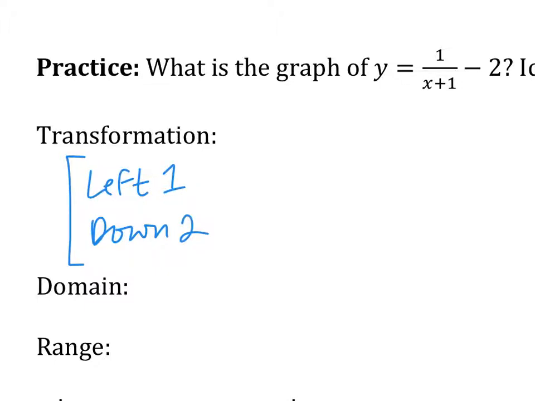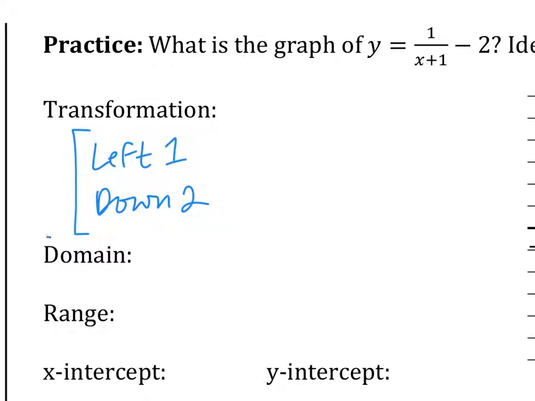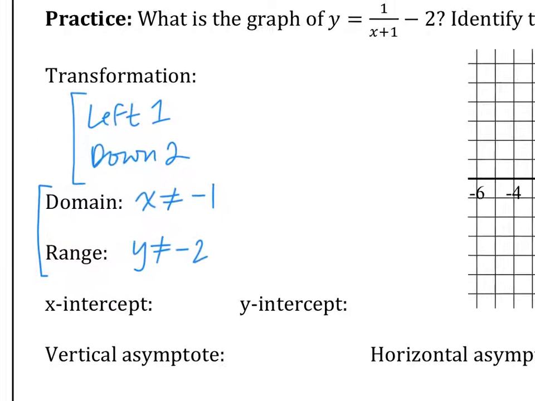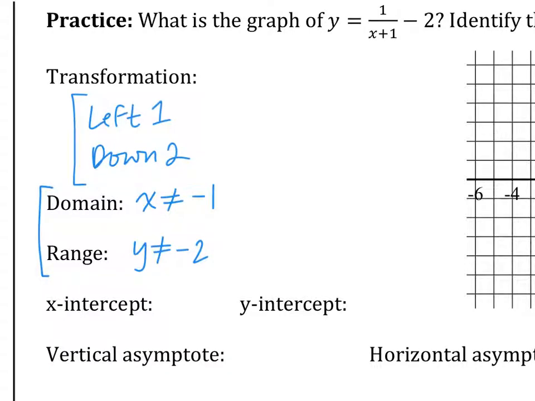All right, let's look at domain and range. Let's see if you can figure out domain and range. All right, Josh, can you give me the domain? X not equal to negative 1. Good. And Samantha, can you give me range? Range is y not equal to negative 2. Good. All right, let's try x and y-intercept. X-intercept is when y is 0. Y-intercept is when x is 0. So try solving those.